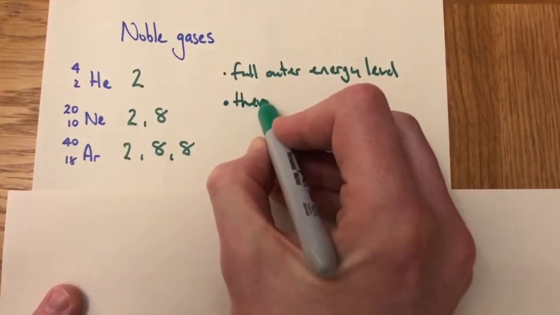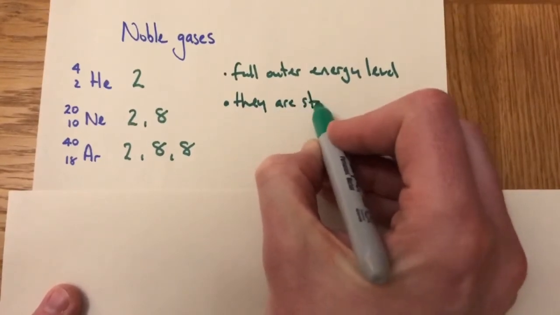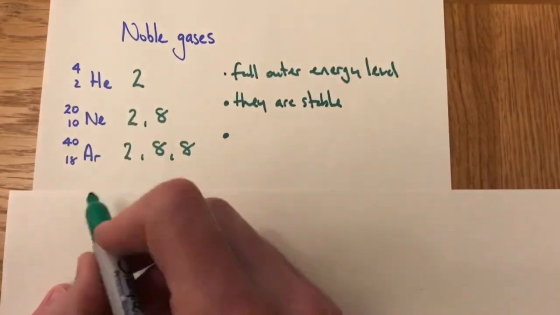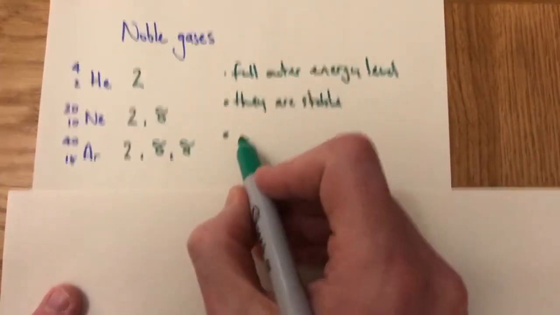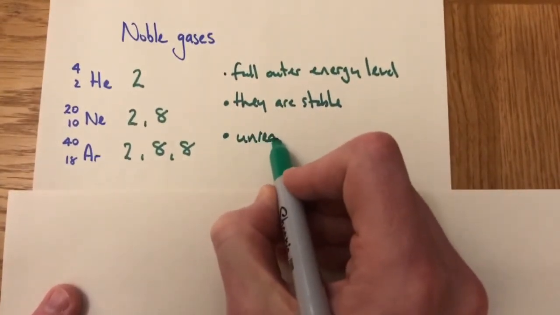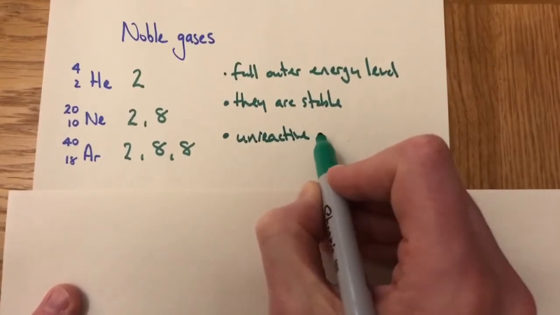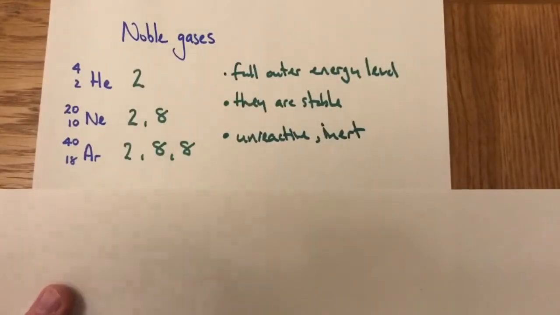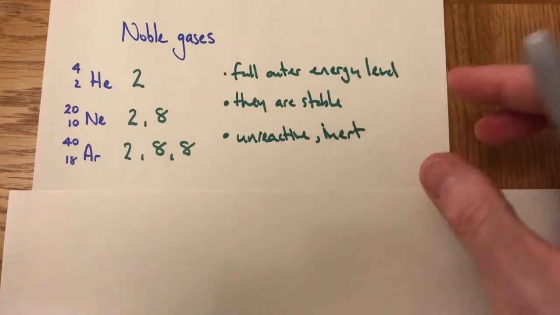So they are stable as they are here, and therefore, because they don't need to add electrons or lose electrons, they are going to be unreactive. And in chemistry, the word we use for something that is unreactive is inert. Okay, so inert means unreactive. Because of this feature, we have certain special properties for them.